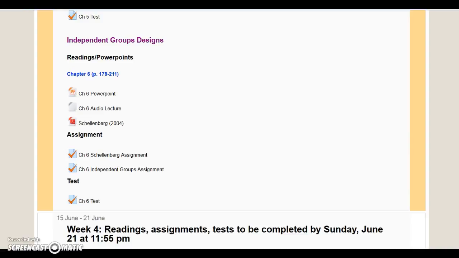For this chapter, you're actually going to have 2 assignments. The first is to read the Schellenberg article up here, and then you have a series of questions about that article. And then you also have an independent groups assignment, which is separate from the article. And then finally, you'll take the Chapter 6 test.